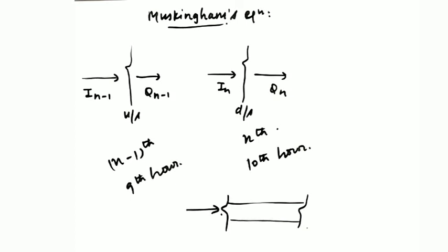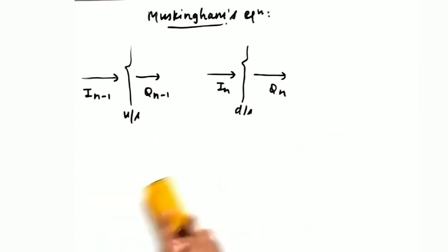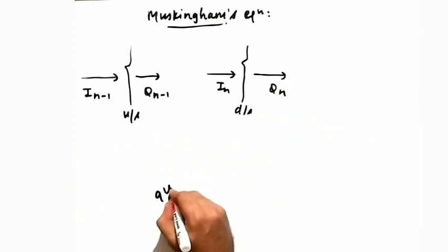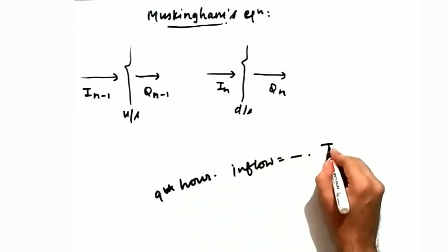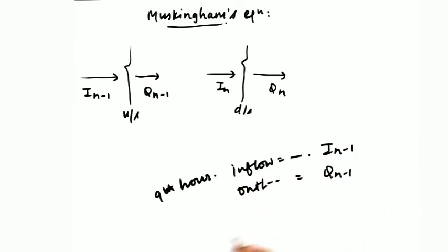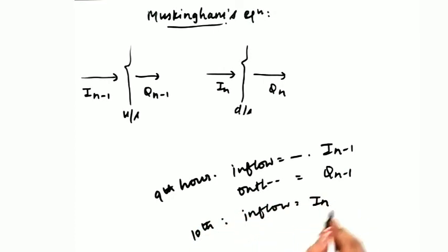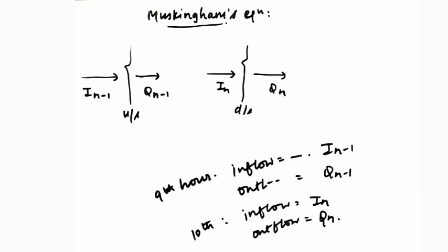So I hope you are clear with I n minus 1, Q n minus 1, I n and Q n. Now if the examiner gives you that at the 9th hour the inflow is this, so this is I n minus 1, and the outflow is this, so this is Q n minus 1. At the 10th hour the inflow is this, so it is I n, and the outflow at the 10th hour is this, so it is Q n. You must recognize what the question says. If the question is giving you data, then which data represents which particular variable. So you must remember all this.